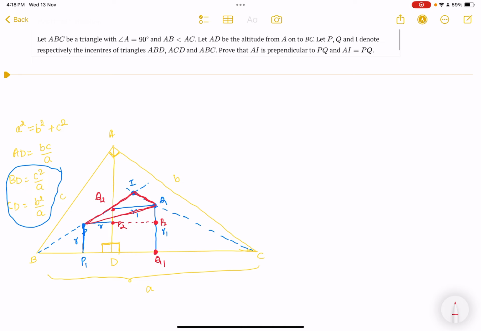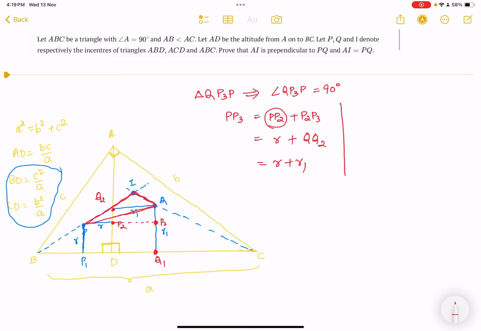Now consider triangle QP3P. It is a right angle triangle. Angle QP3P is equal to 90 degrees, correct? Let us find out what is PP3. PP3 is PP2 plus P2P3. So PP3: PP2 is R, plus P2P3 is nothing but QQ2. Correct? So this is R plus R1.